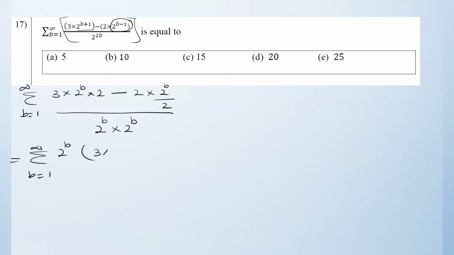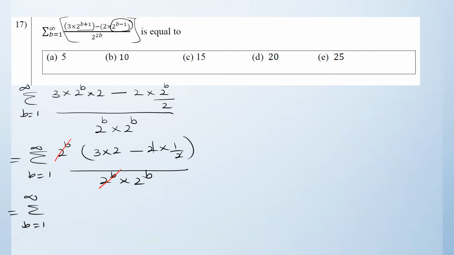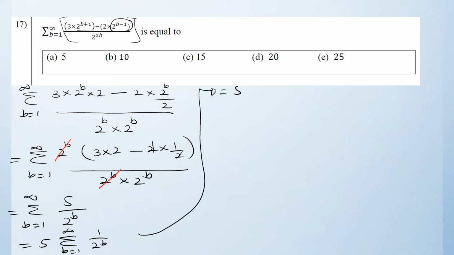Then here we have 3 into 2. Here we have 2 into 1 over 2. And here 2b into 2b. So the two terms 2b cancel. And then we can simplify further. We have b equals 1 to infinity. Here 2 cancel again. 6 minus 1 is 5 over 2b. Since 5 is a constant, we can take it out from the summation. Then we have 1 over 2b. When we expand this, what we have is 5 into 1 over 2 to the power 1, 1 over 2 to the power 2, 1 over 2 to the power 3, and up to infinity.